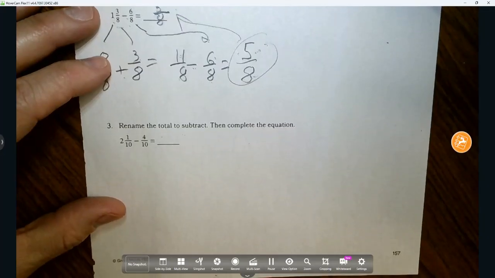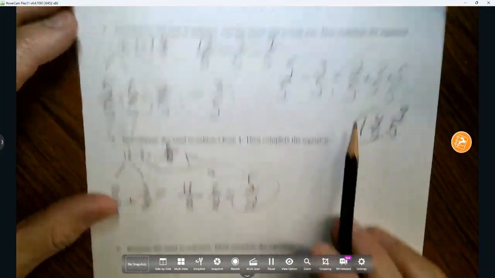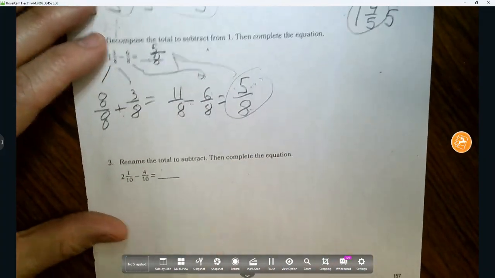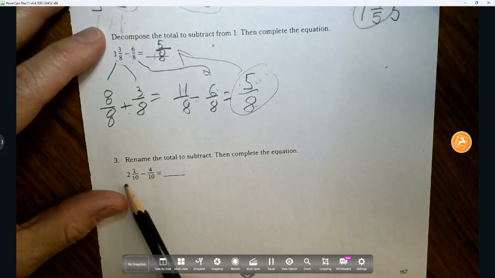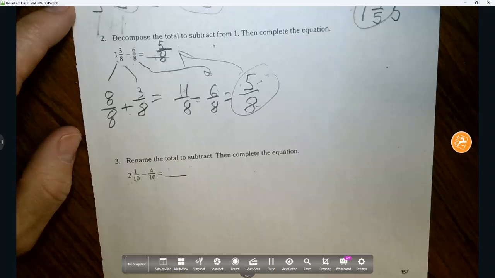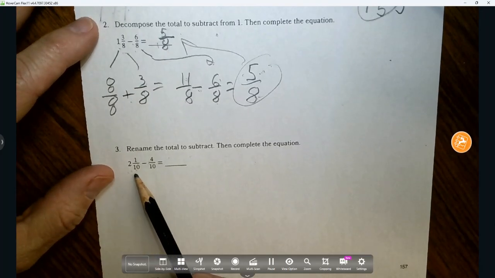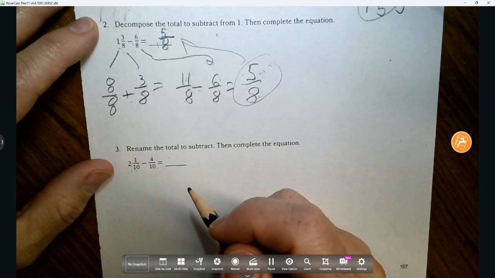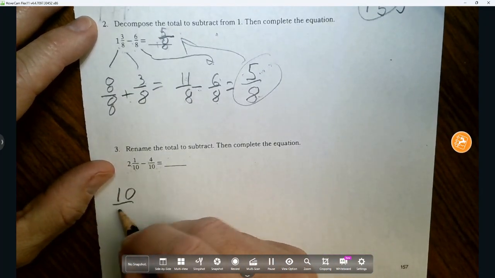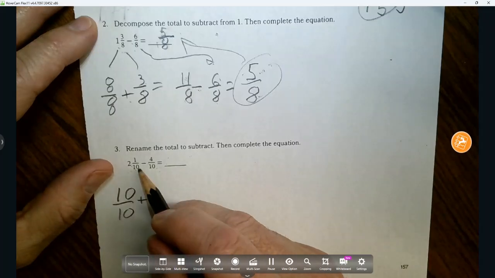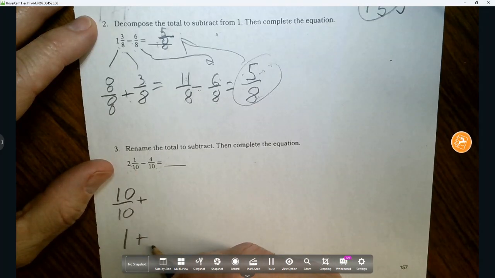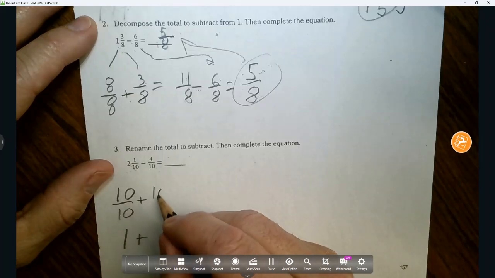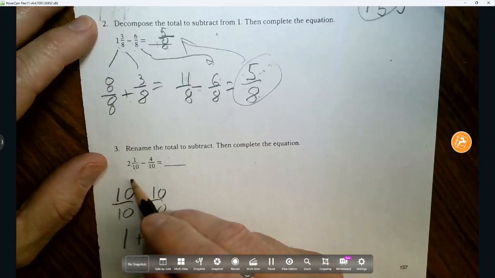All right. Number 3, rename the total to subtract, then complete. So they've told us decompose. Decompose to subtract from 1. Rename. It's all the same thing. Break this down to a fraction. Take it back to an improper fraction. That's all it needs to be. So what are we working with down here? What's our denominator? Tenths. So how many tenths to make up 2 tenths, right? So 1 would be 10 over 10, that's 1. We need 1 plus what to get 2? 1 plus 1. So we need another 10 over 10. So that's our 2 from right here.